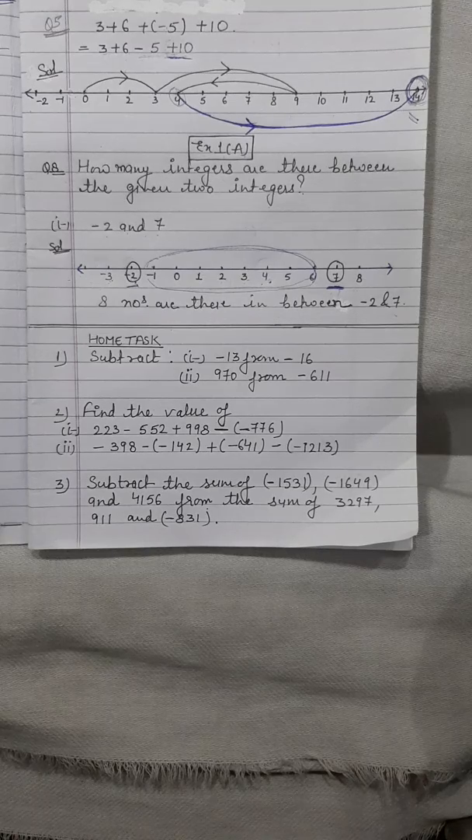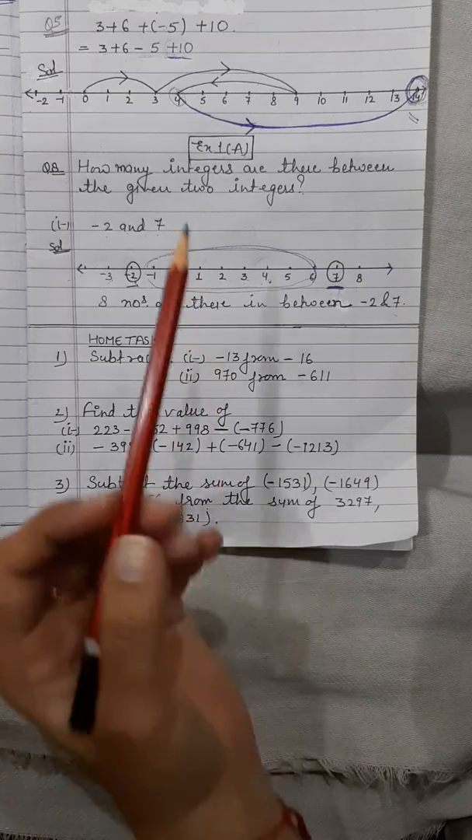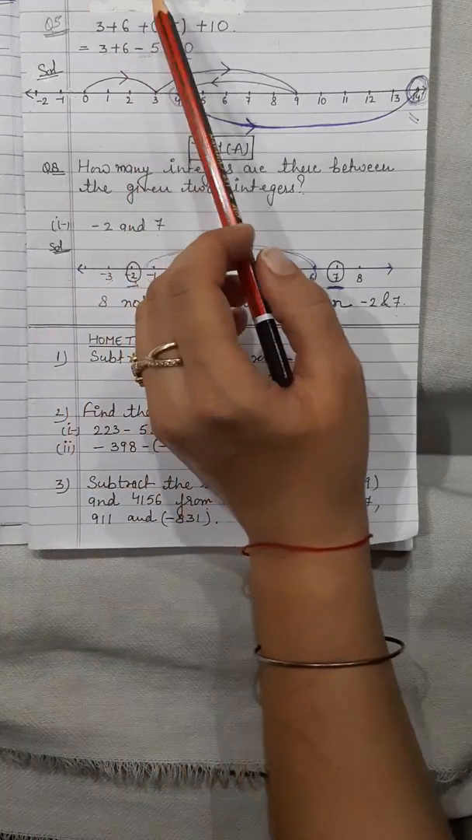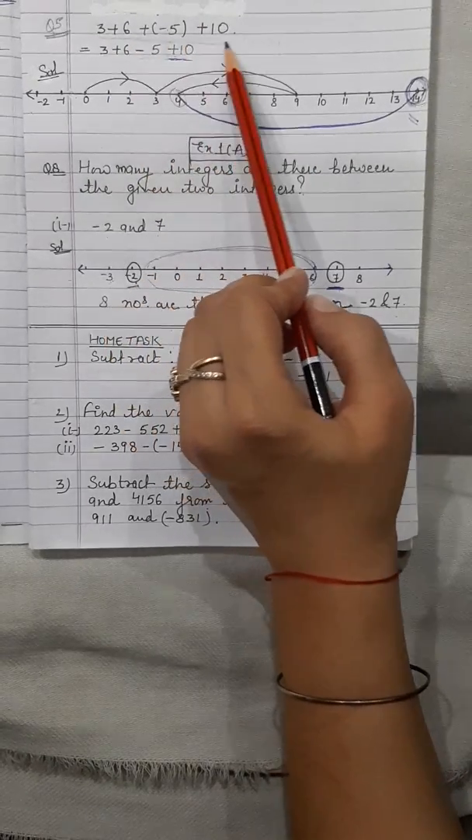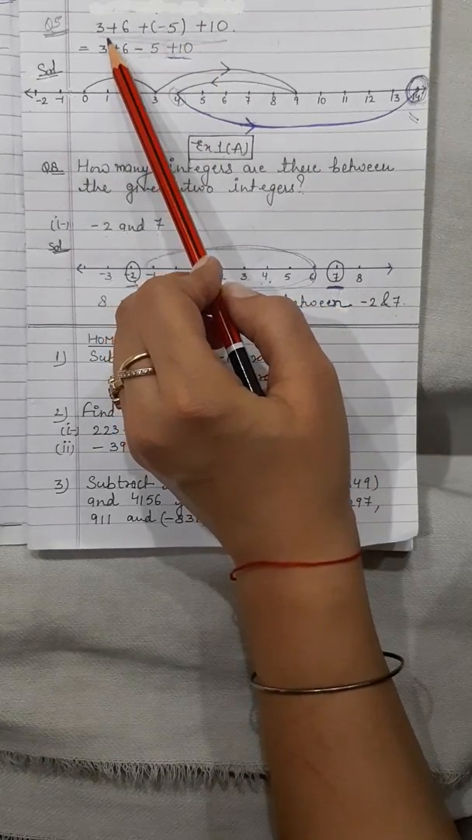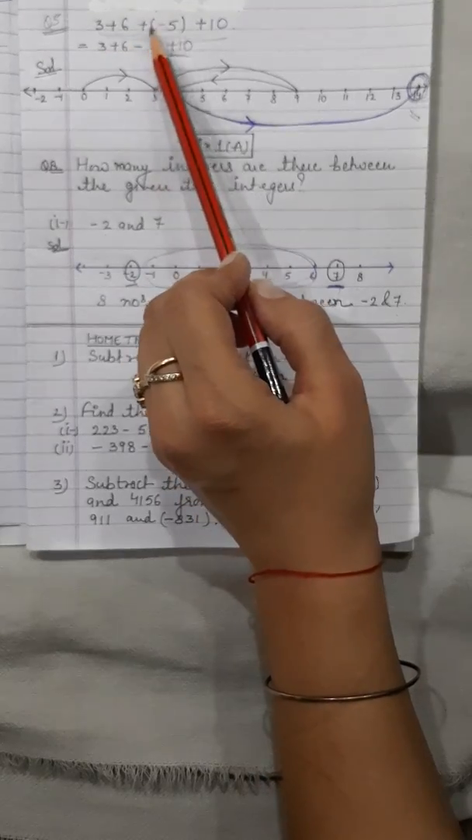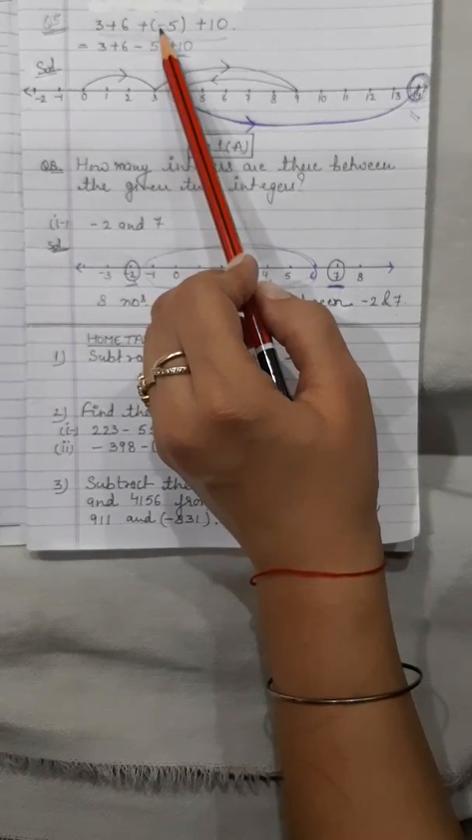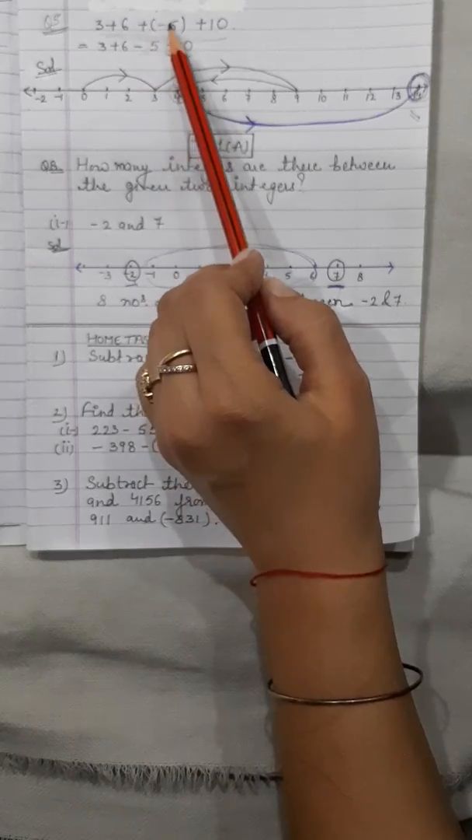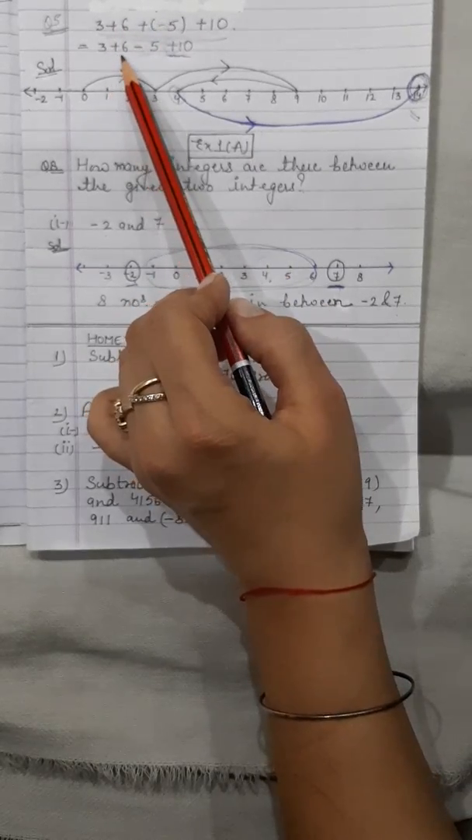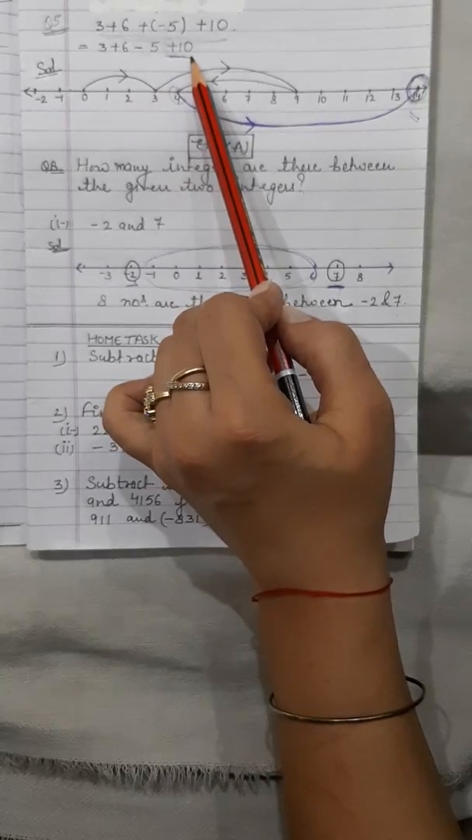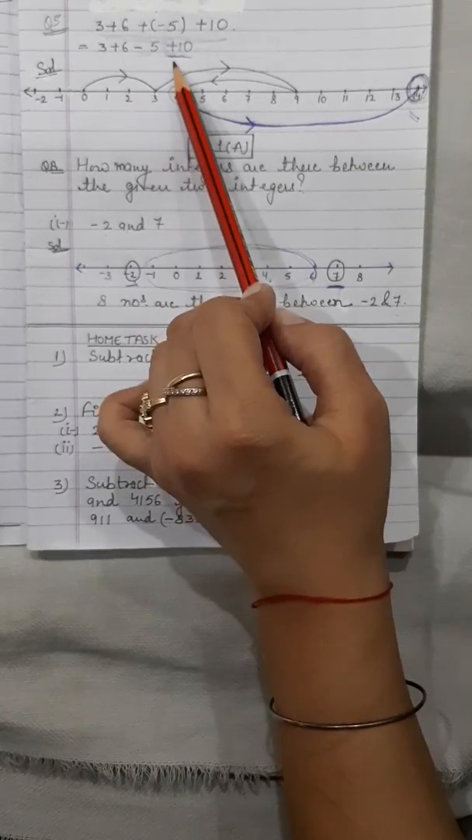Now I am answering your doubts which you were asking through the comment box. The first question you were asking: solve the following using a number line. You have to solve these integers using the number line only. So for that, first you have to change these two signs into one sign. So plus minus becomes minus. Your question will be 3 plus 6 minus 5 plus 10, and you have to show this on the number line.